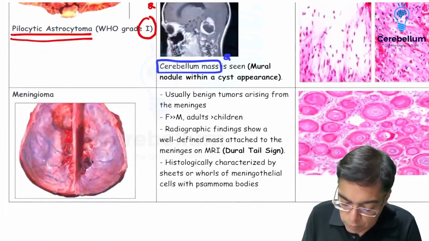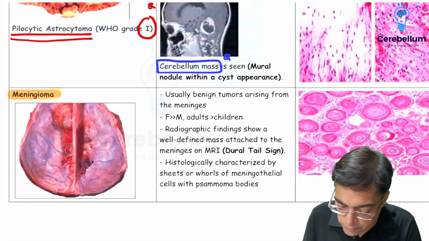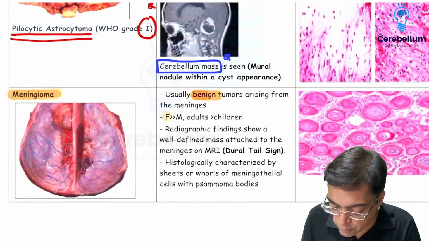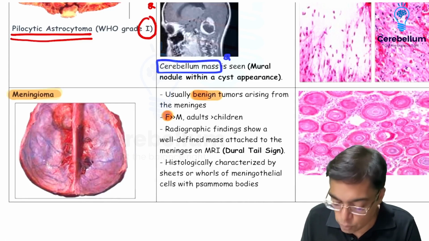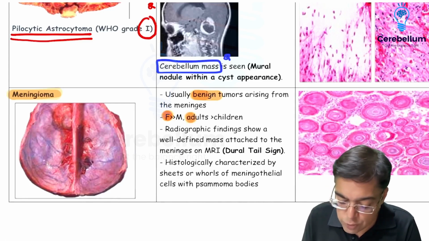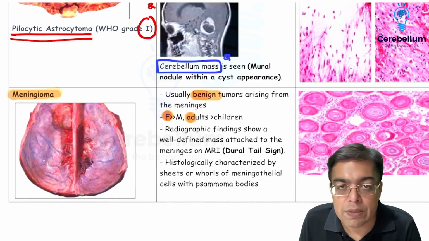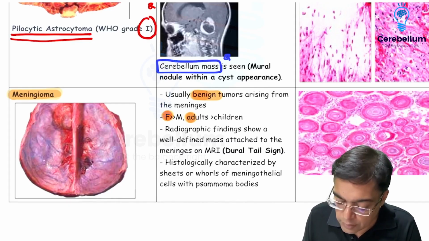The third important tumor about which we need to have an idea is the meningioma. Meningioma is also an example of a benign tumor. It is more commonly seen in females, more likely in adults, and this tumor arises from the meninges. We understand that there are three meninges: the pia mater, the arachnoid mater and the dura mater. So meningioma has its origin from the middle layer, the arachnoid mater cells, right?